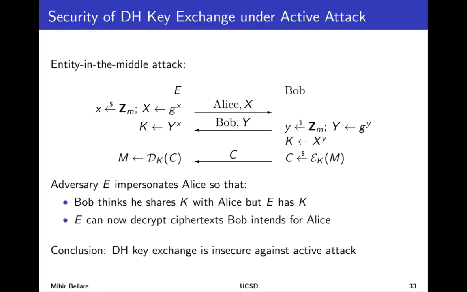So it's very easy then for some entity to step in the middle in this way and completely impersonate Alice. And this is the problem that we want to avoid. And this is technically called the insecurity of Diffie-Hellman against active attack.